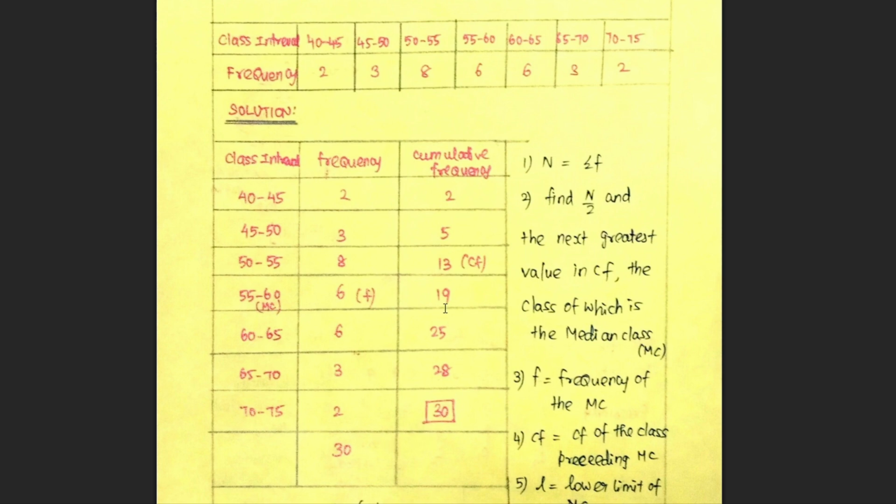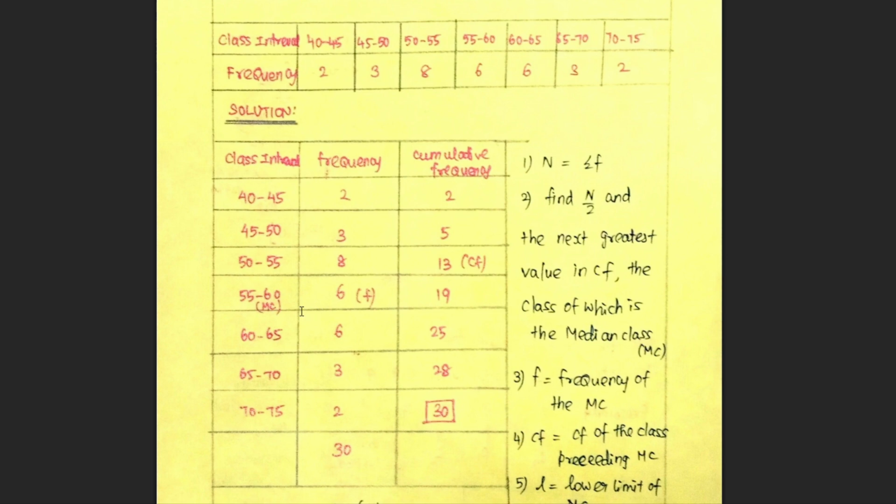After 15, only 19 is there. So the corresponding class of 19, that is 55 to 60, is nothing but the median class. After finding the median class, L is 55 as we did for mode, and H is the difference between the upper and the lower limit, that remains the same, and frequency is 6, that is the frequency of the median class.